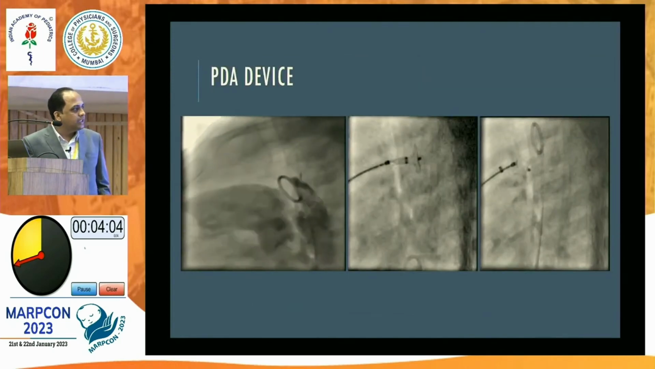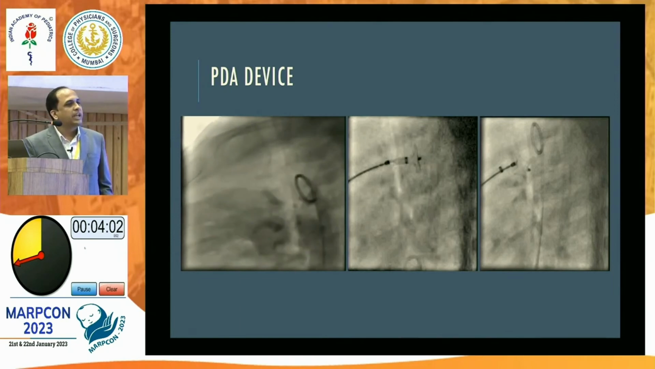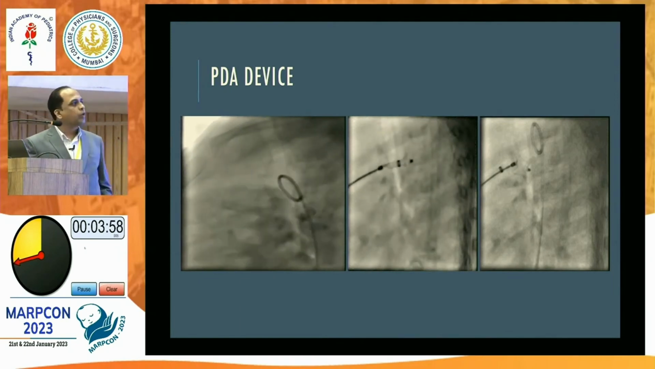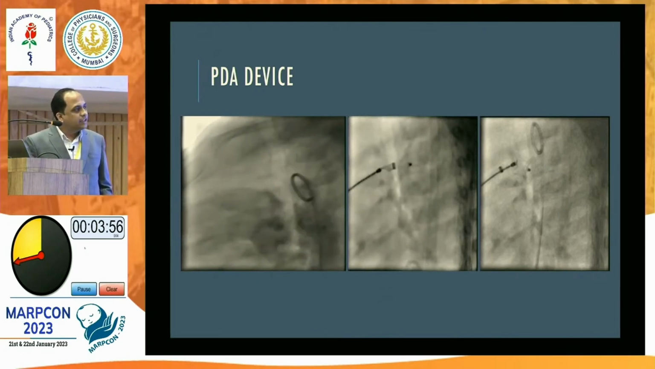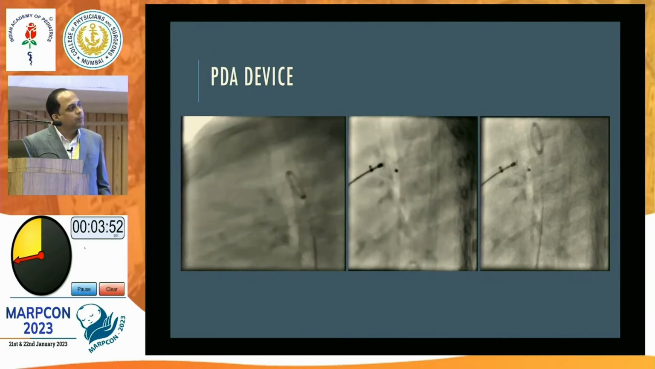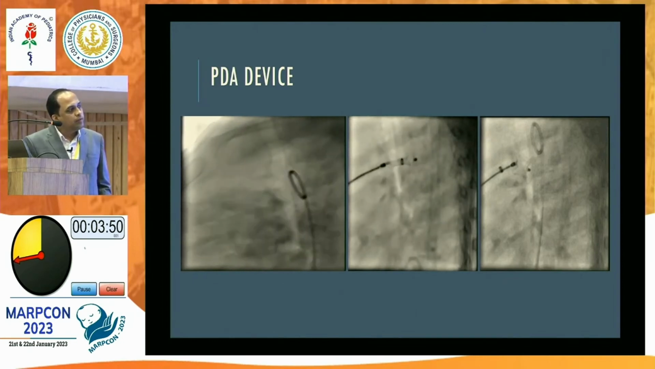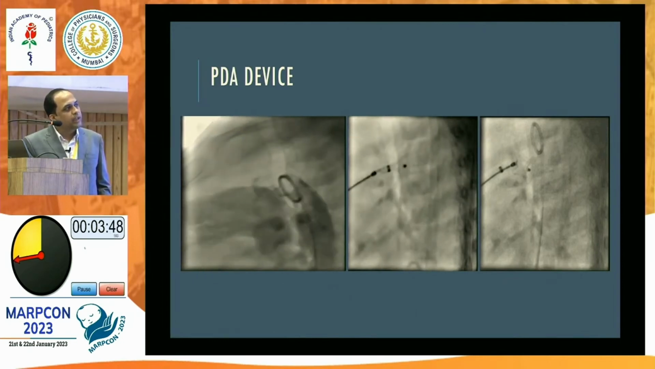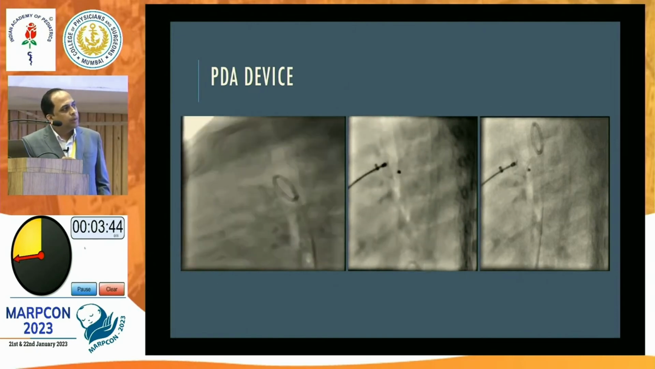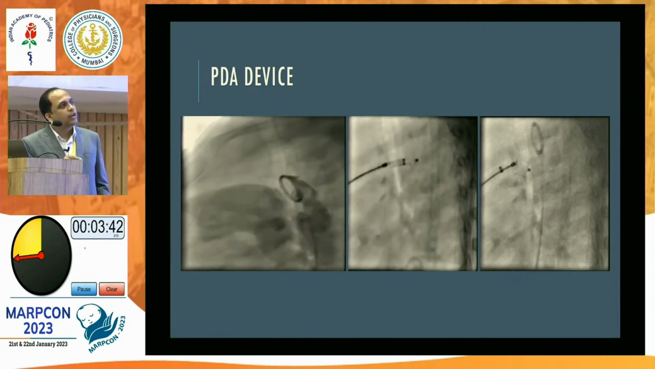Here you can see the defect size, the defect shape, and the exact location of the defect. The second image is where we have crossed the defect from the right side. This catheter is coming from the right atrium, right ventricle, pulmonary artery, and all the way we have entered through the PDA inside the pulmonary artery. This is the aortic disc. We haven't opened the pulmonary end yet; now we have opened the pulmonary end of the device.